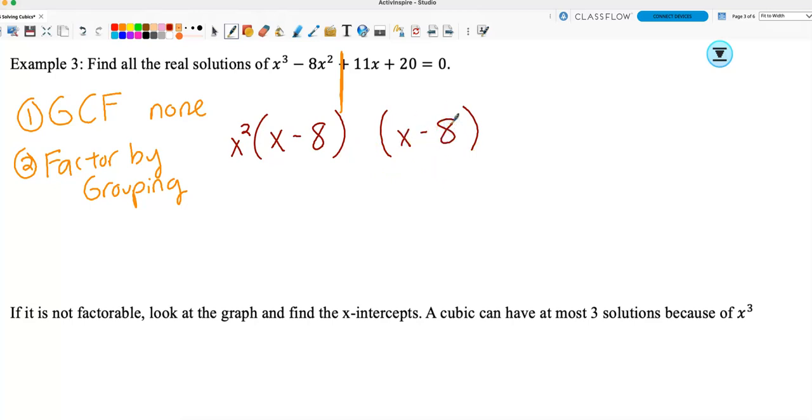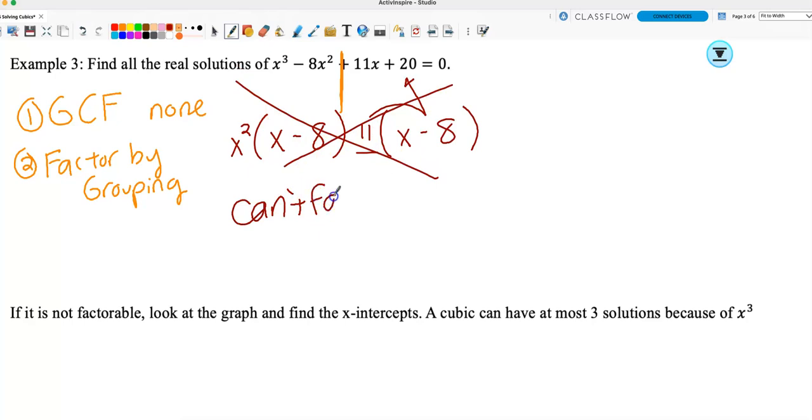Okay, now what do we notice? I can't factor it because I need an 11 here, but 11 times an 8 does not give me a 20. So guess what? We can't factor it. So here's an example of I cannot solve by factoring. I need some other method.